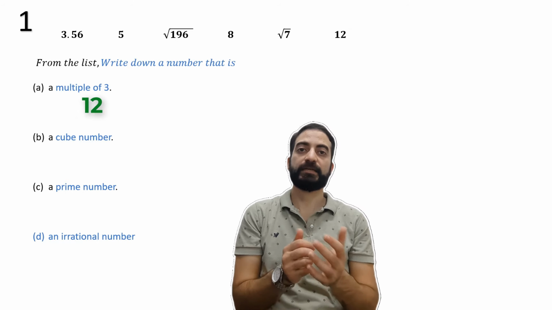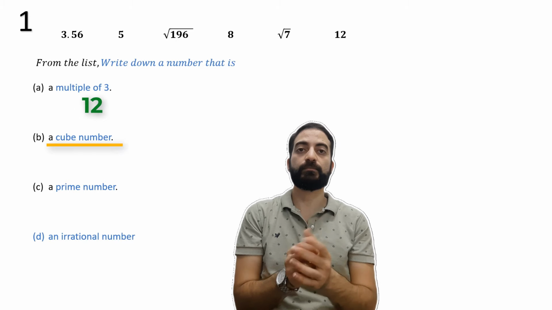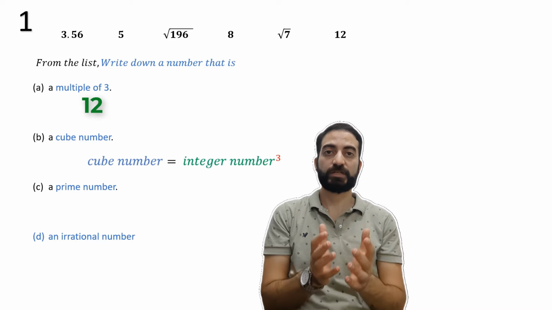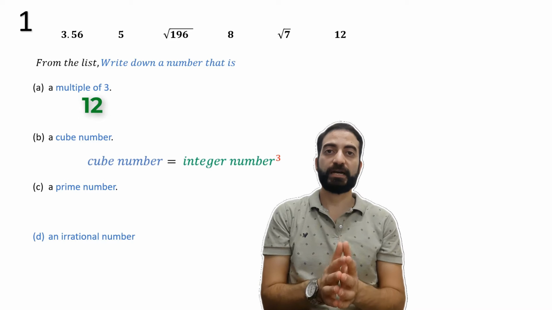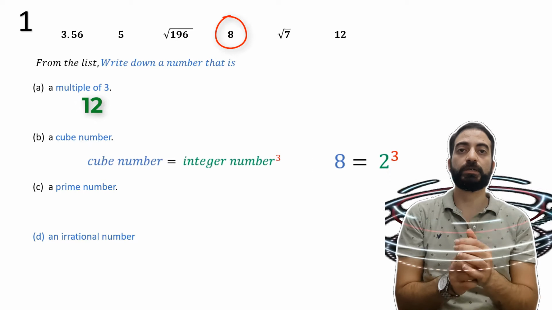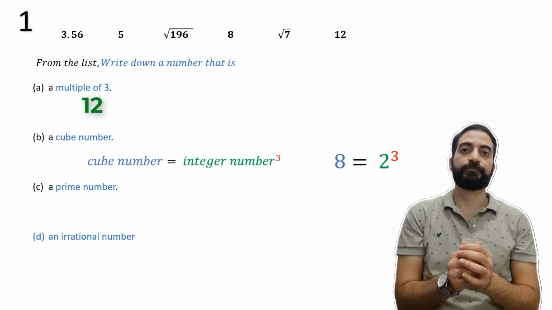Part B, write down a number that is a cube number. What is meant by a cube number? It is equal to an integer to the power 3. Here we have 8, which is the cube number because 8 is equal to 2 to the power 3.